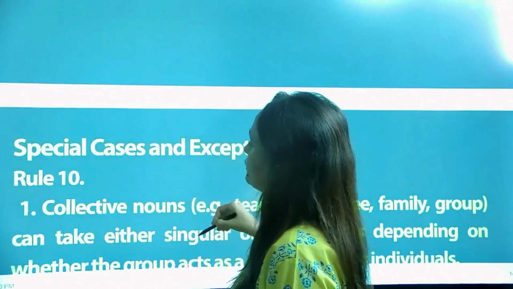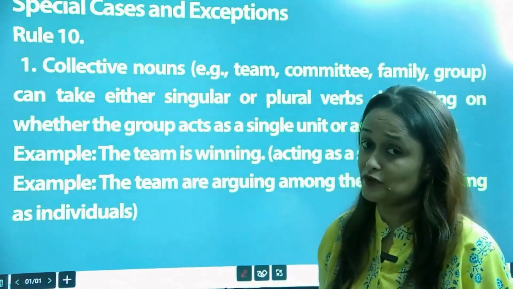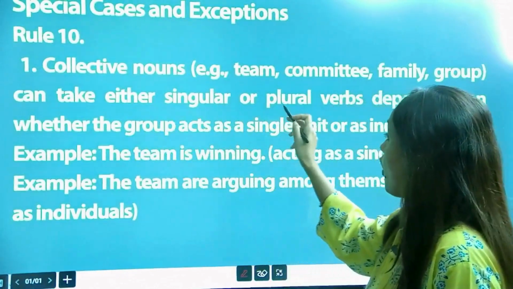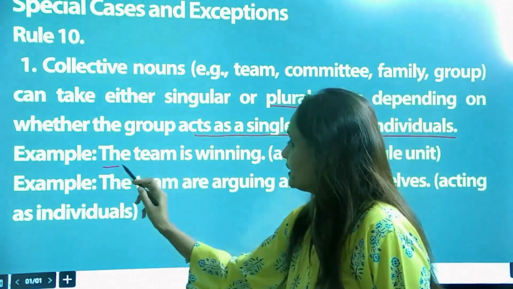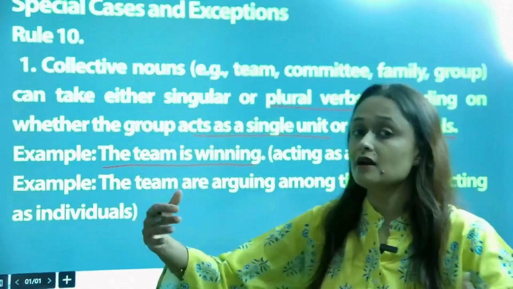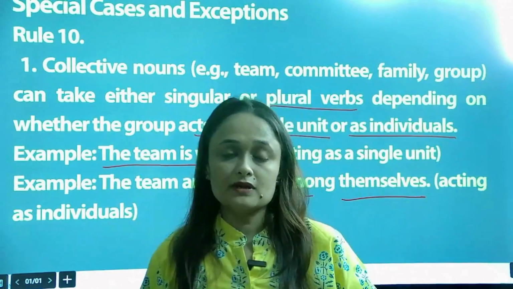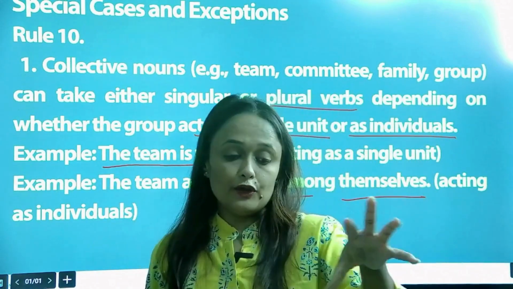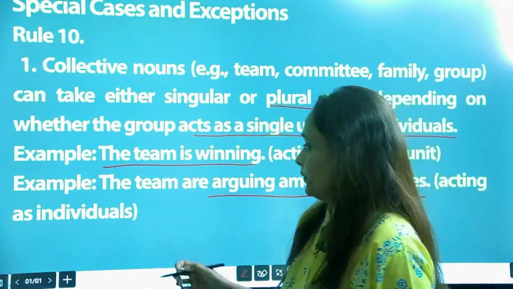Okay, now move to rule number 10. Now, there are certain special cases also with exceptions. In English, there are exceptions everywhere. So collective nouns like team, committee, family, group take either singular or plural verbs depending on whether the group acts as a singular unit or as individuals. For example, the team is winning. So here the team is acting as a singular, acting as a team. But here, the team are arguing among themselves. It means there are many members in the team and they are arguing on something. They are not talking about one particular point. They all have different views of their own.